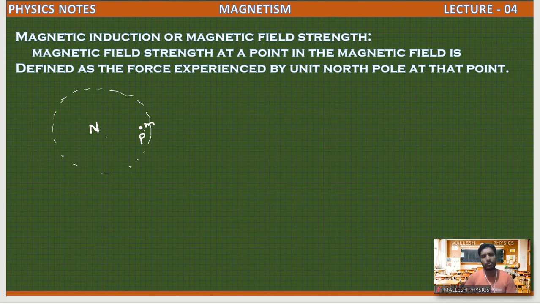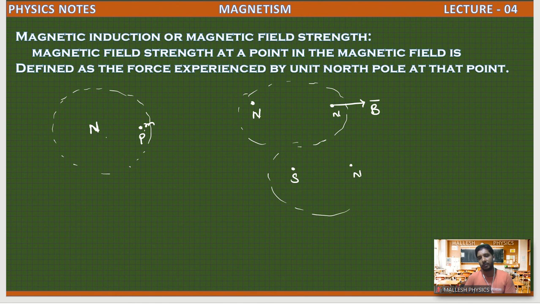Usually, if you take a unit north pole, the magnetic field acts away from the north pole and towards the south pole. So if you place a unit north pole here, the field acts in this direction, B bar. It is represented by B bar. And if you take a south pole, and a unit north pole, this is the field, then the field acts towards the south pole like this. This is the direction of magnetic field.